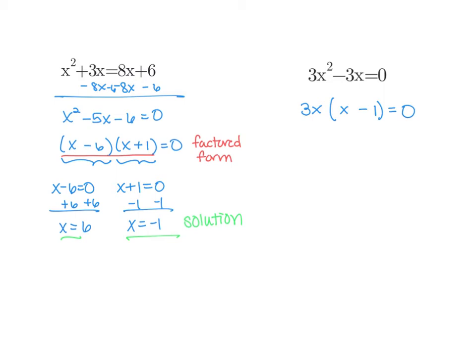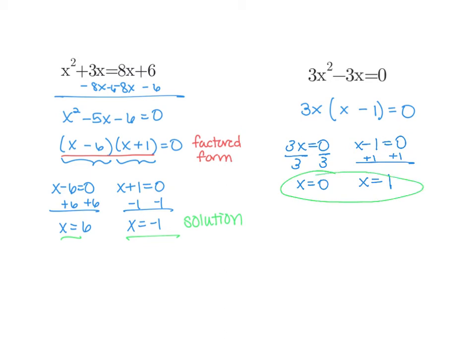Now, I factored it as much as I can. So my next step is to use the zero product property, which says that either 3x needs to equal 0 or x minus 1 needs to equal 0, or they both equal 0 at the same time. And if I divide both sides by 3, we get x equals 0. And if I add 1 to both sides, we get x equals 1. So my two possible solutions that both make this equation true are x equals 0 and x equals 1.